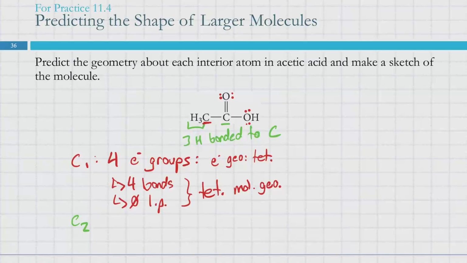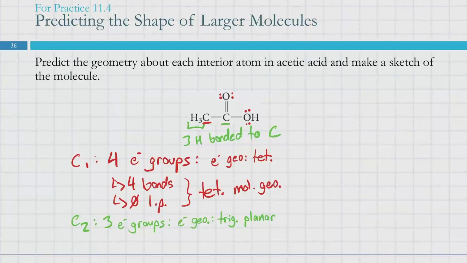A double bond also counts as 1. So this has 3 electron groups. Double bonds, triple bonds, both count as 1 group. So our electron geometry is going to be, it's our simple shape for 3. It's got a prefix for 3. Yeah, trigonal planar.